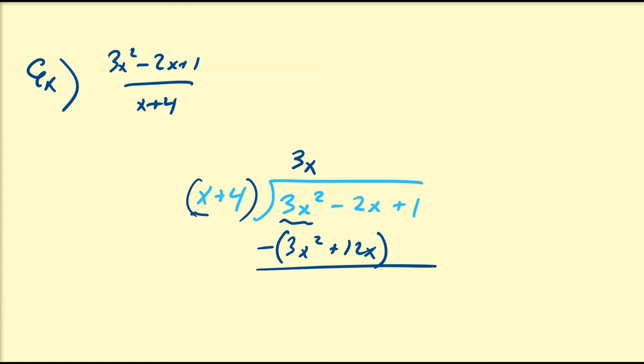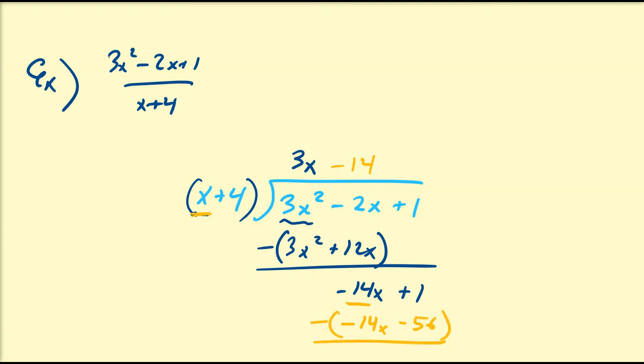We know 3x squared minus 3x squared is 0, so they cancel. Then we have negative 2x minus 12x, that's going to be minus 14x, and then we're going to bring down everything else, so plus 1. Then we ask ourselves, what do we have to multiply x by in order to get negative 14x? That is going to be negative 14, and then we multiply negative 14 times x plus 4 to give us negative 14x, and then negative 14 times 4 is going to be minus 56.